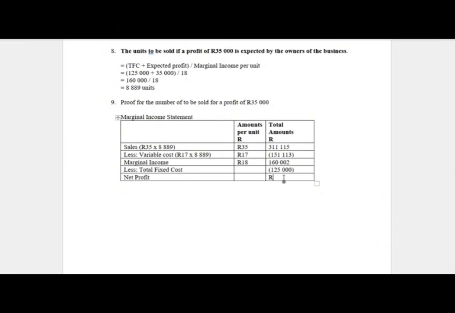So we are getting a profit of 35,002 because of the round off. But you can see because of the round off, there's an increase of 2 rand there, but you can tell that we are all doing the right thing. So these are the correct numbers. We have proved them there, that after selling this amount of units, we will make a profit of 35,000. All right, so this is your CVP.